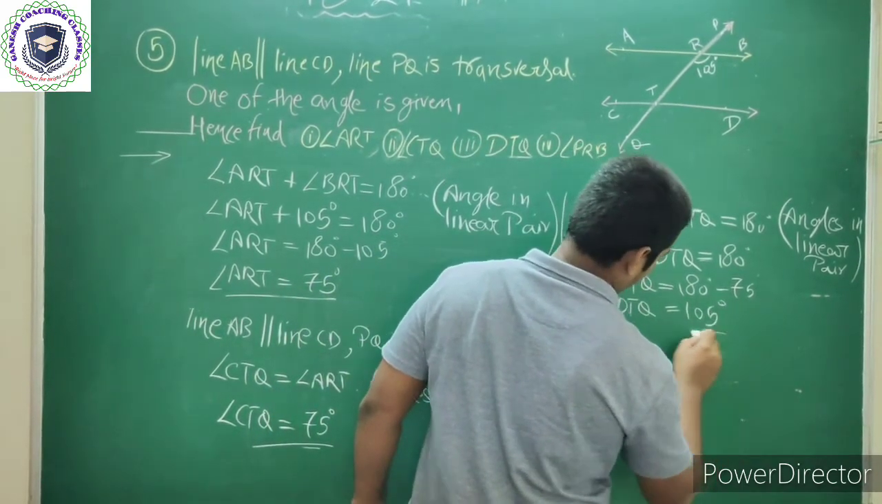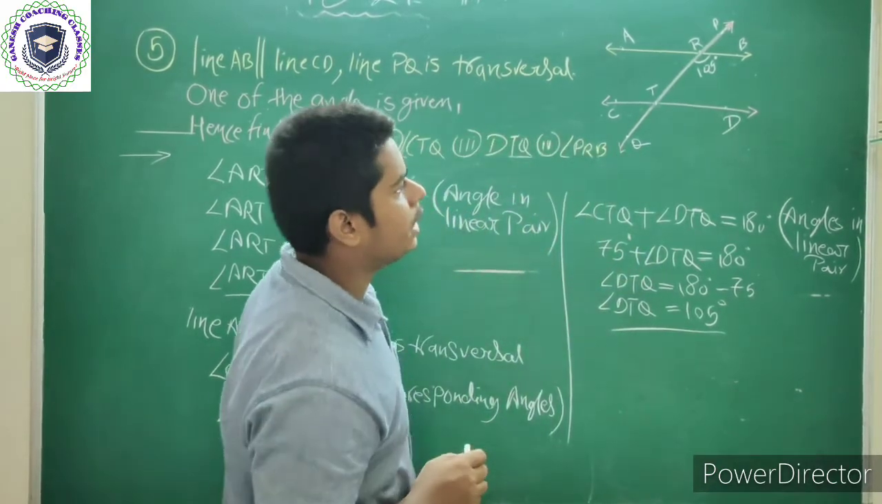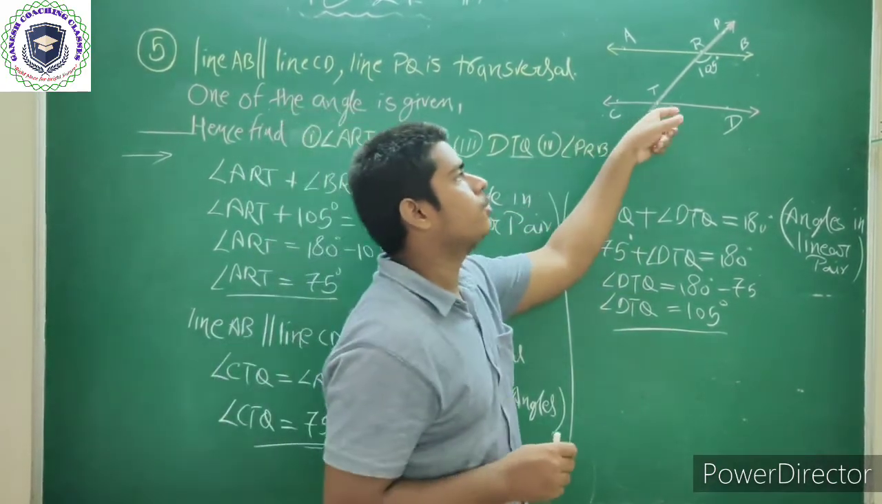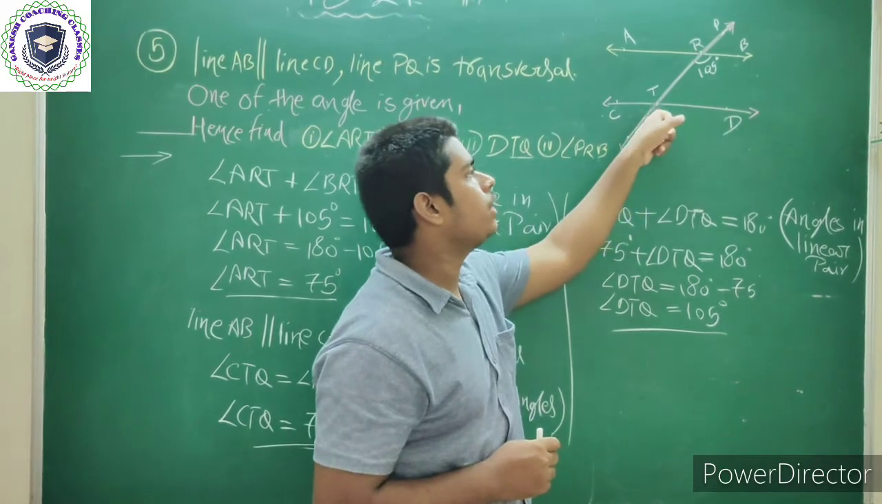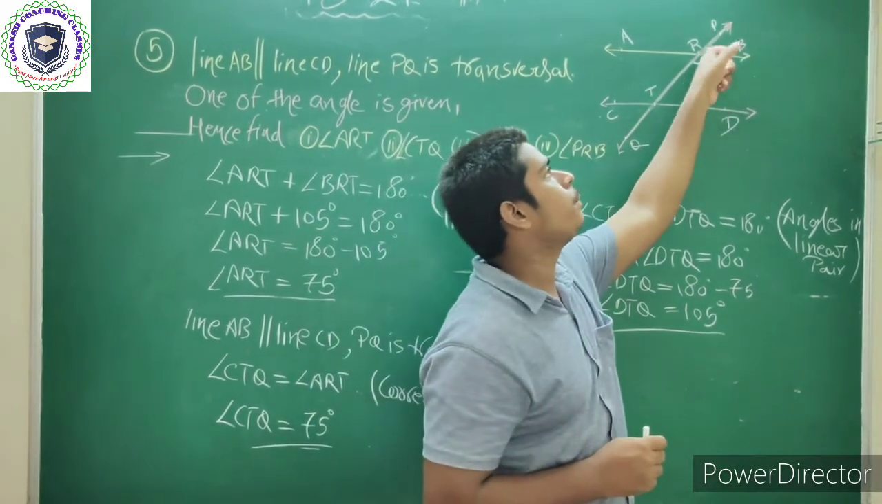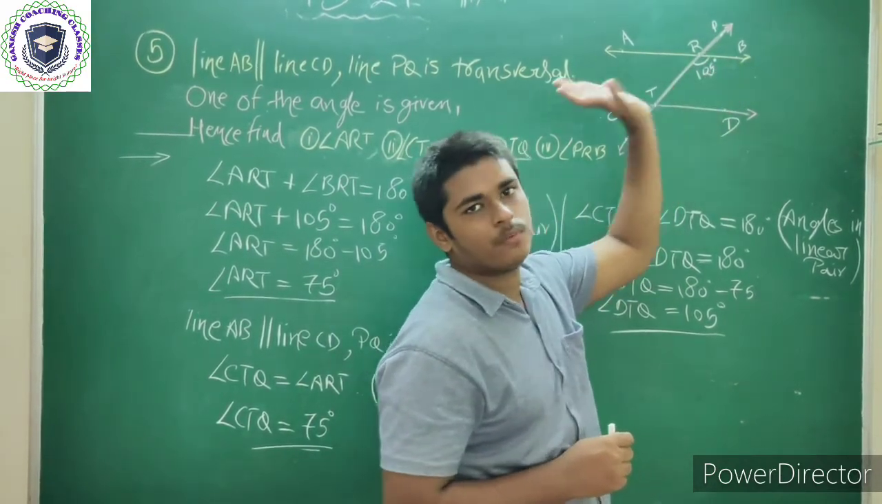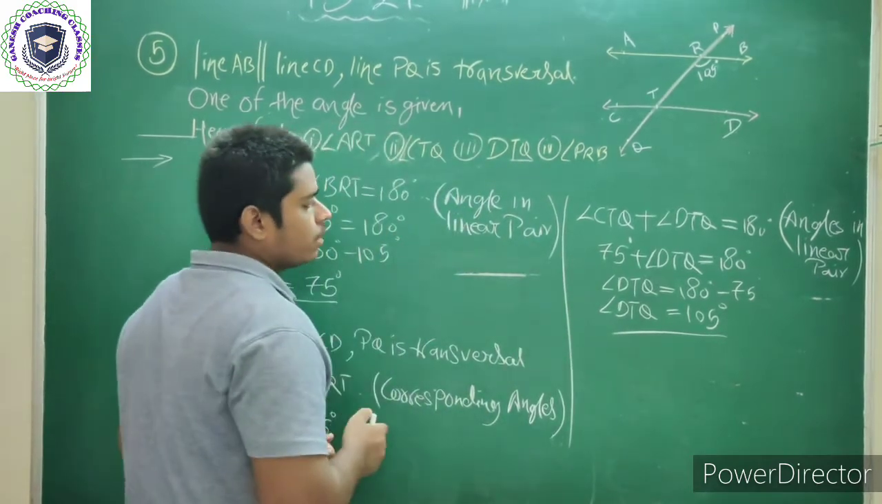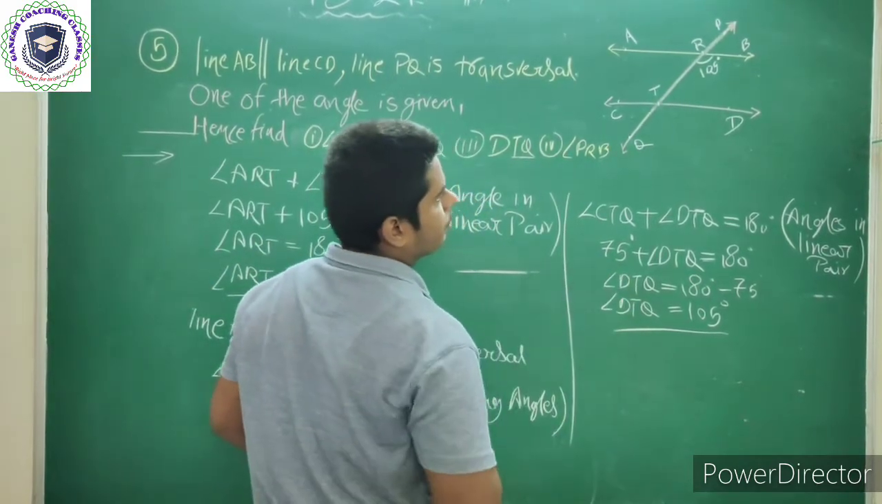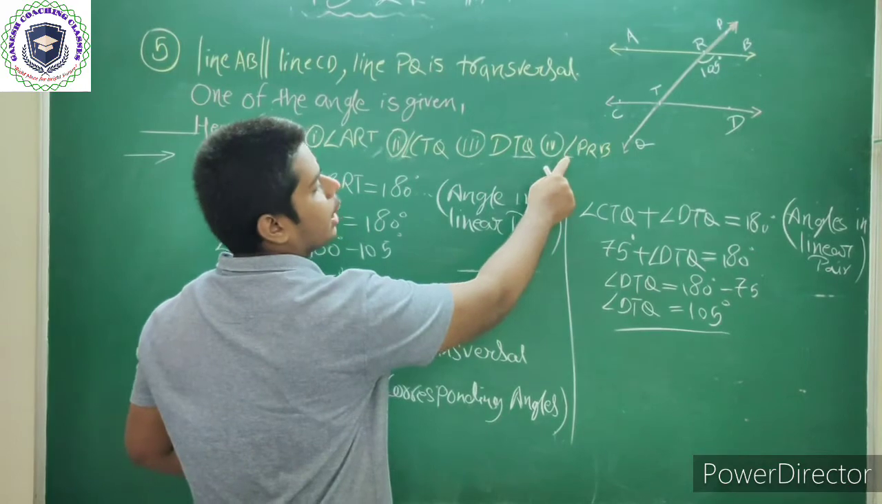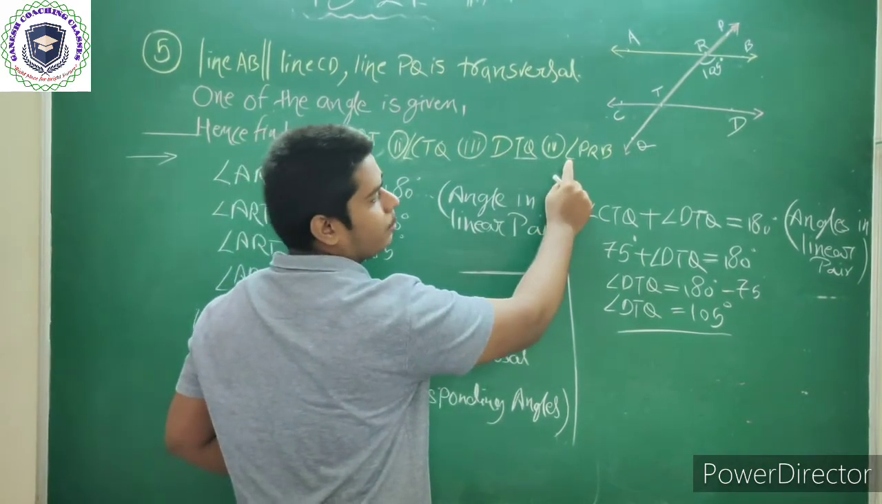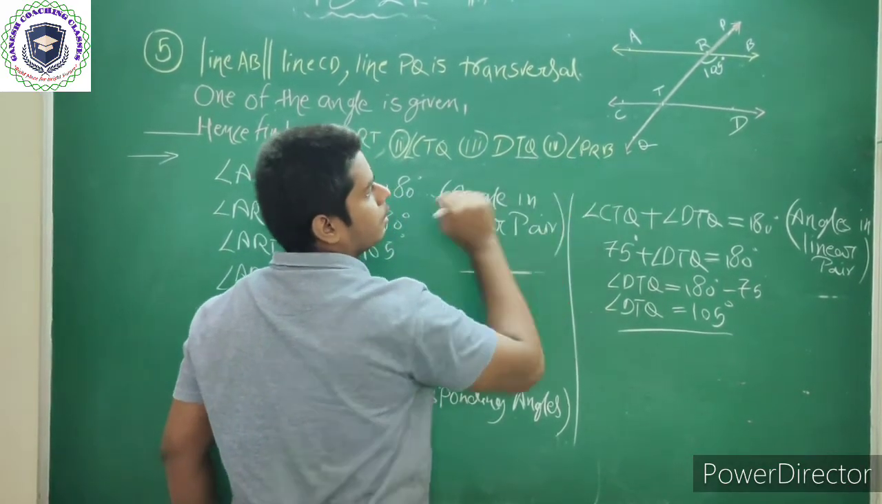105 degree. If we solve by taking corresponding angles, directly the value of angle DTQ will be the value of angle BRT, that is 105 degree. So you can solve by any of the methods here. Now, in the end, we have to find the measure of angle PRB.